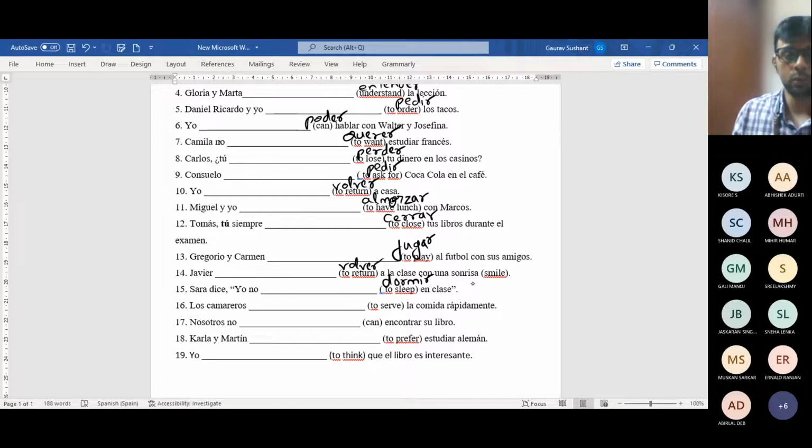So here it is a mixture of all three. Please do not think that like what I gave you in the last class, it will be just one type of stem changing. It can be o changing to ue, it can be e changing to ie, or it could be e changing to i. So you have to do that.